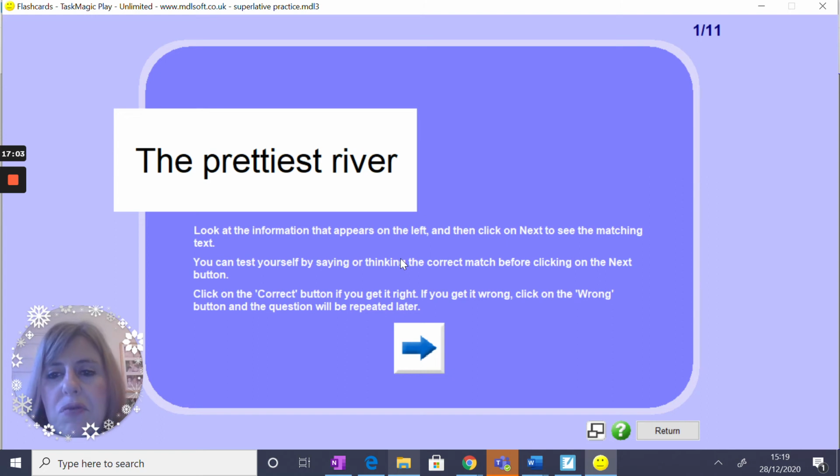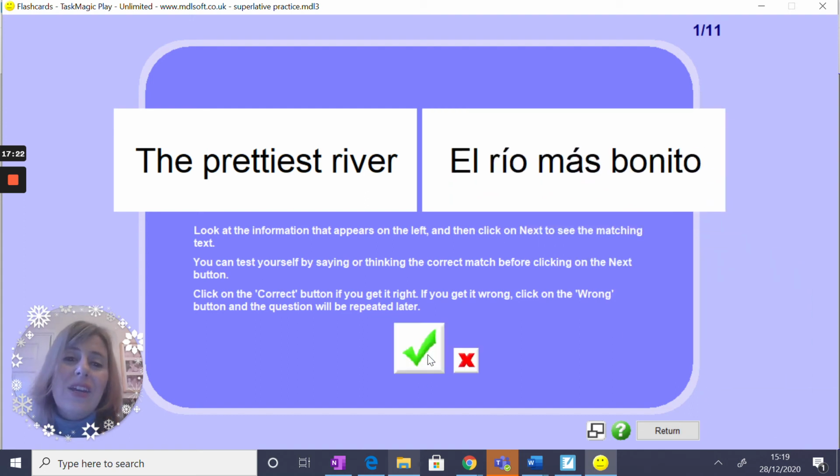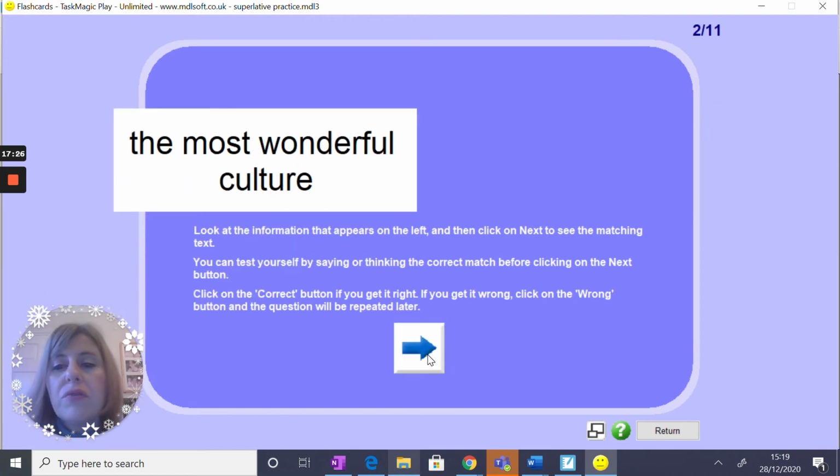The prettiest river. How would that be in Spanish? Remember, in Spanish it would be the river prettiest. So you can press pause and write it down, and your answer should be el río más bonito. Okay, next one, the most wonderful culture. Remember, in Spanish it would be the culture most wonderful.